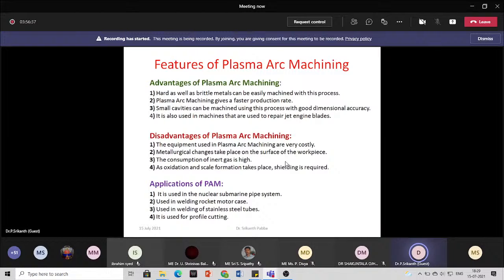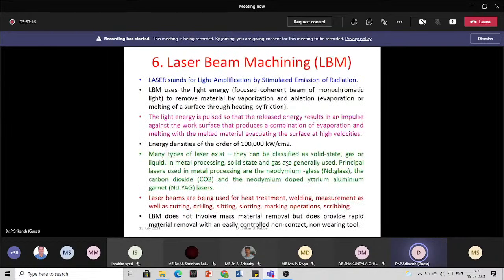You might have observed it was done in a closed shell, and within the vicinity humans were not allowed. However, in spite of these disadvantages and owing to the advantages, PAM is applied for a variety of applications. It is used in nuclear submarine pipe systems, in welding rocket motor cases, and in welding of stainless steel tubes and profile cutting. While we are talking about machining, I limit myself to cutting of materials, but not welding. The same principle can even be applied for welding.